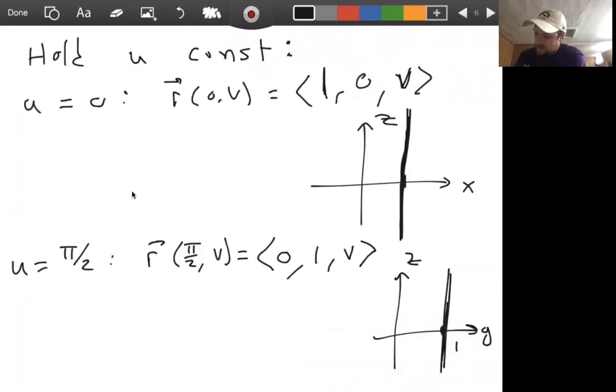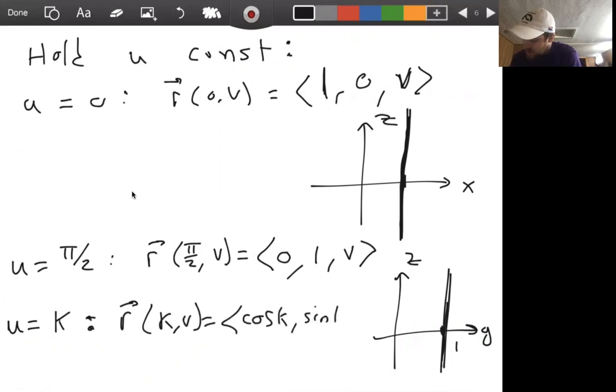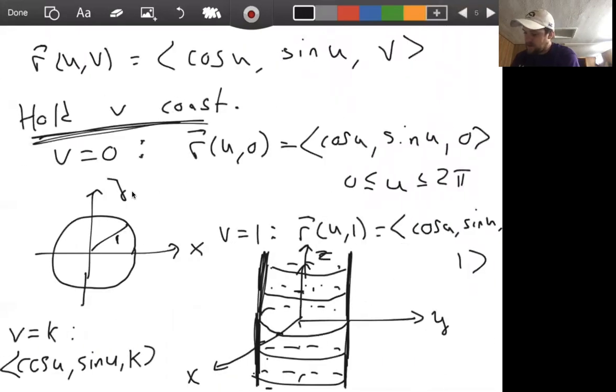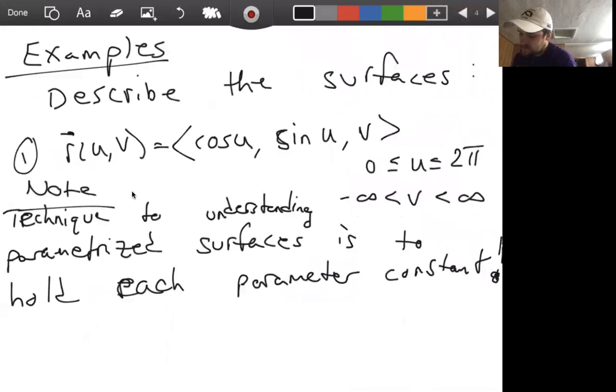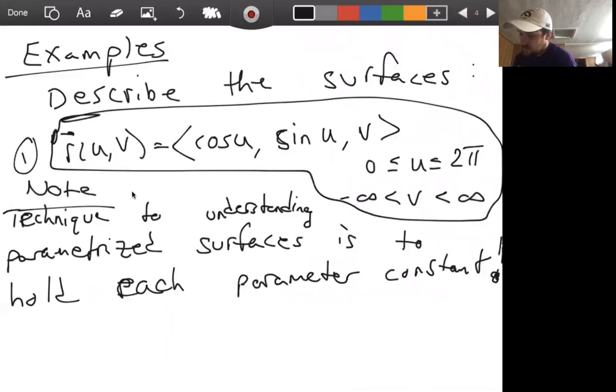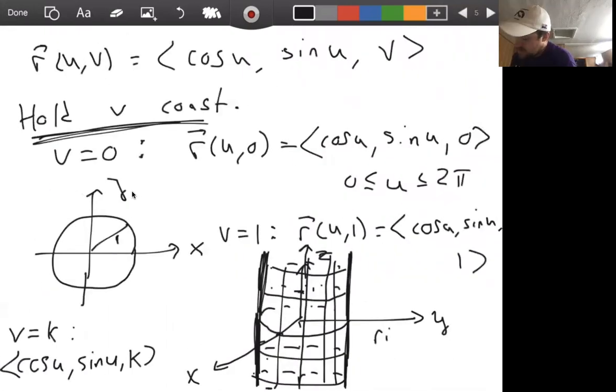And now you can kind of see what's happening. If you let u just be k, well, then you're getting r of (k, v) is (cosine k, sine k, v). And what this is, is a vertical line parallel to the z-axis at a certain spot on the unit circle. And so because of that, we've mapped out a cylinder, because at every spot on the unit circle, you get a line. And so you can see this parameterization was a right circular cylinder of radius 1.